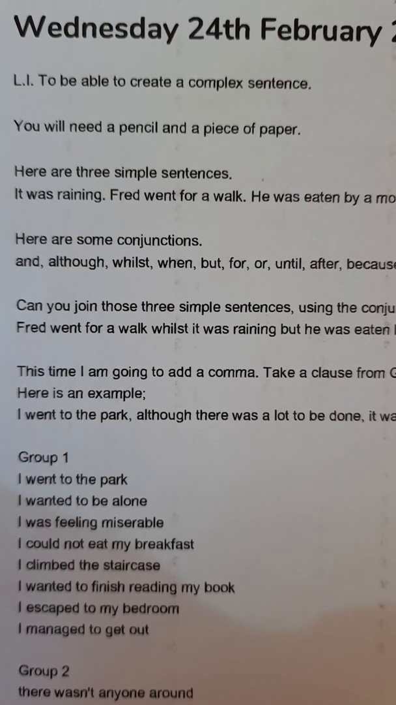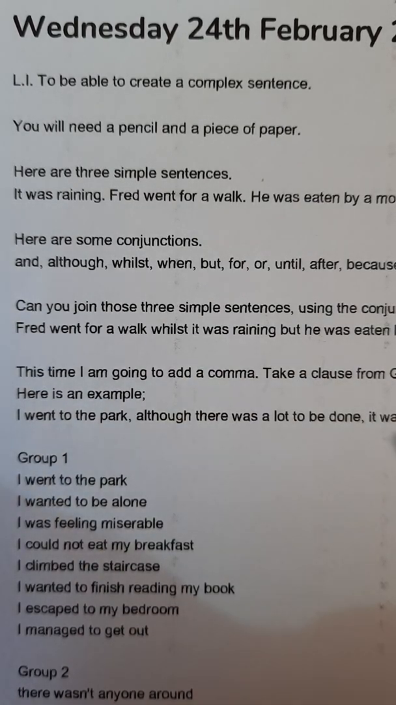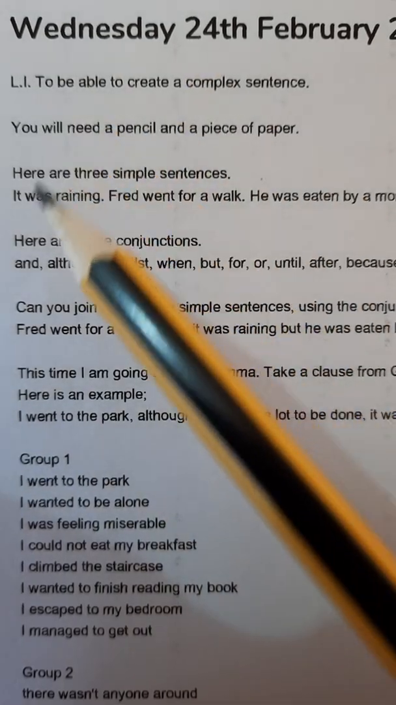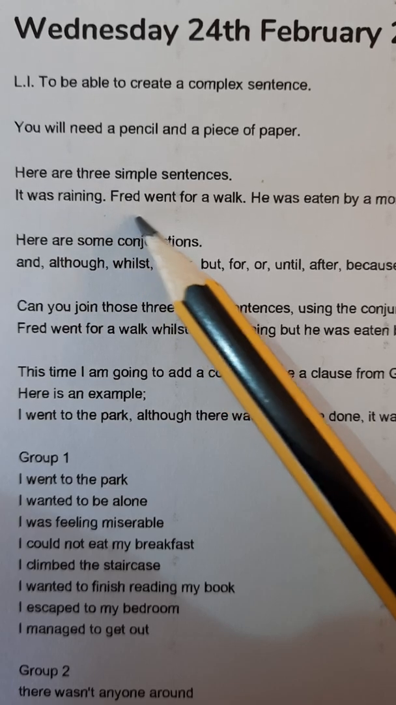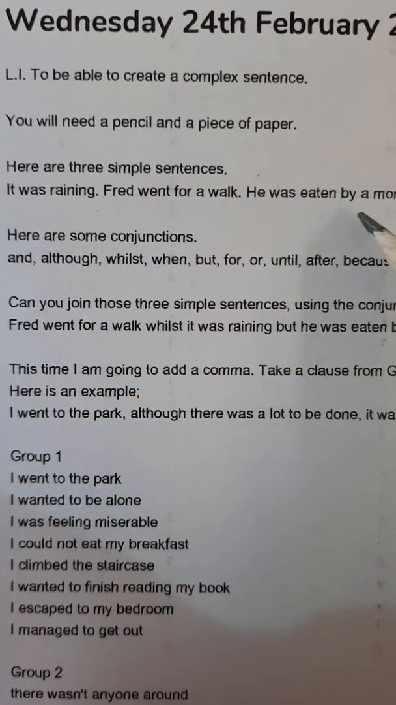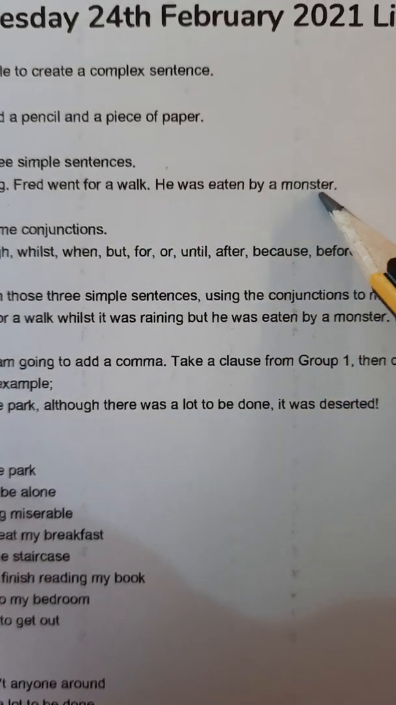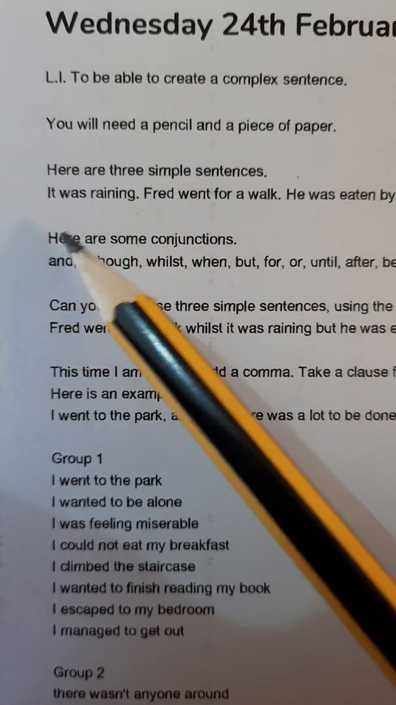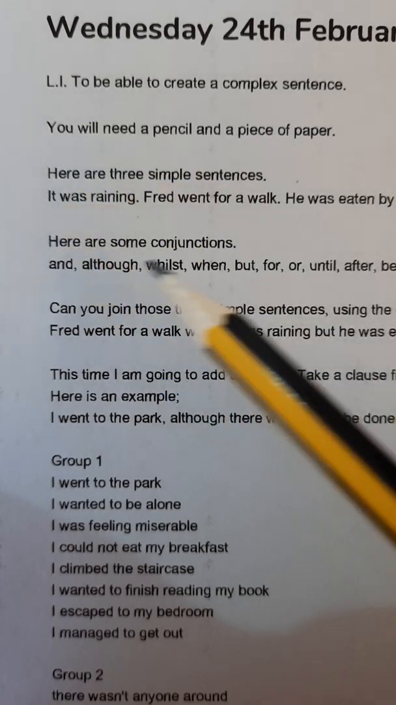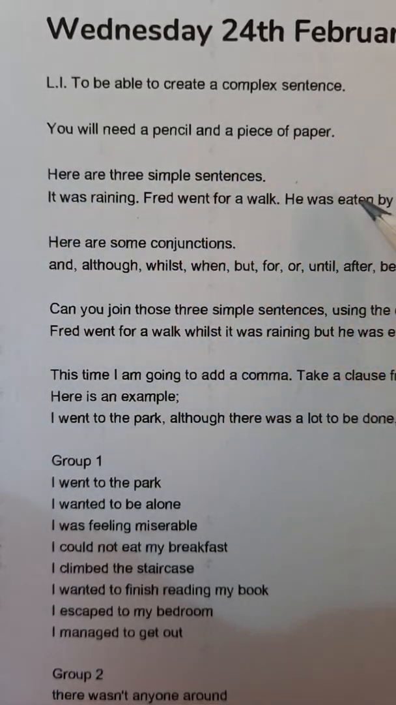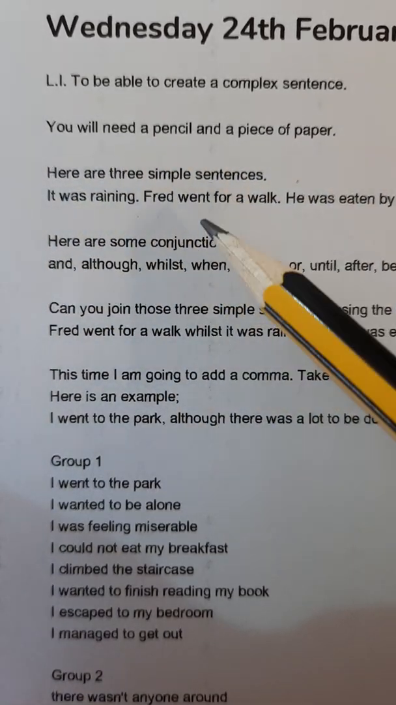Okay, so here we have a video about a couple of games we've got to create more complex sentences. So we've started off with three simple sentences. It was raining, full stop. Fred went for a walk, full stop. He was eaten by a monster, full stop. So these three sentences work on their own, okay? But what we could do is rather than having three separate small sentences, we could actually join them together.